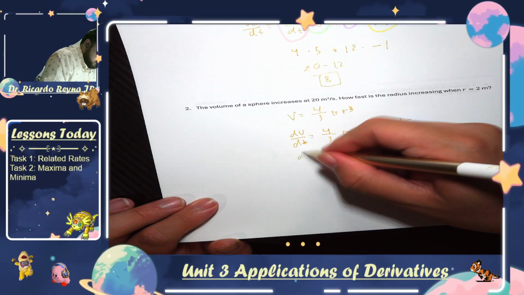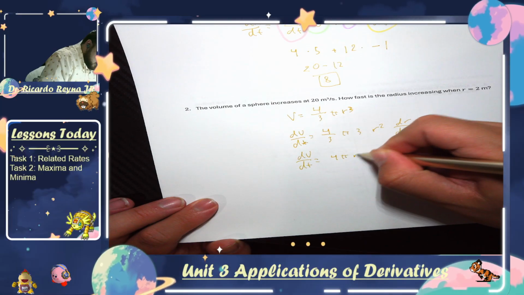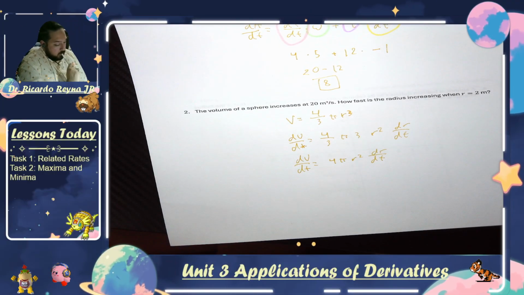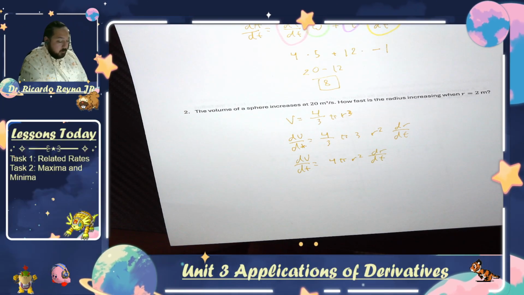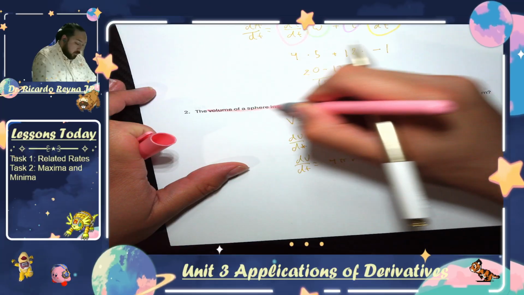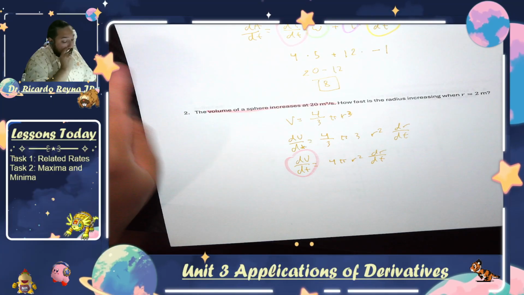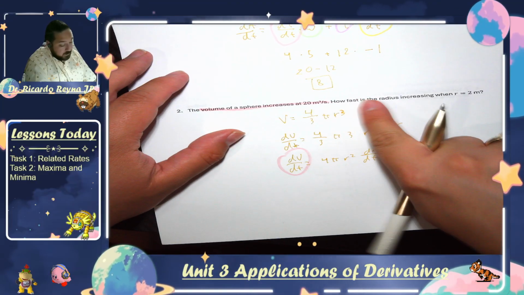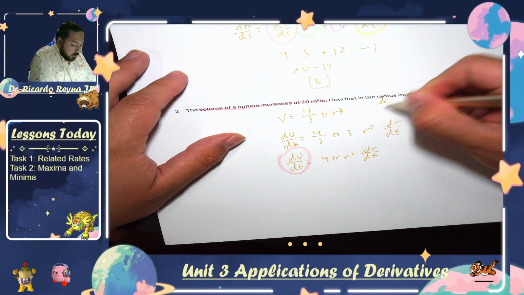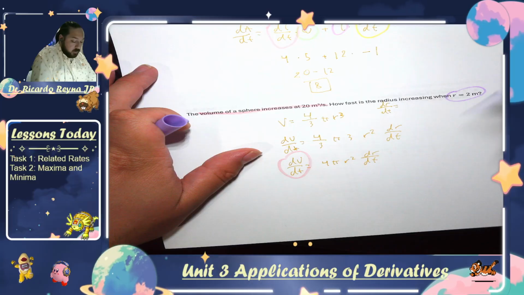Let me clean that up just a bit: 4 pi r squared dr over dt. Okay. The volume of the sphere increases at 20 cubic meters per second. So that means we're replacing dV/dt with 20. How fast is the radius increasing? So increasing implies that we want to solve for dr over dt. And then they just tell us the radius is 2.